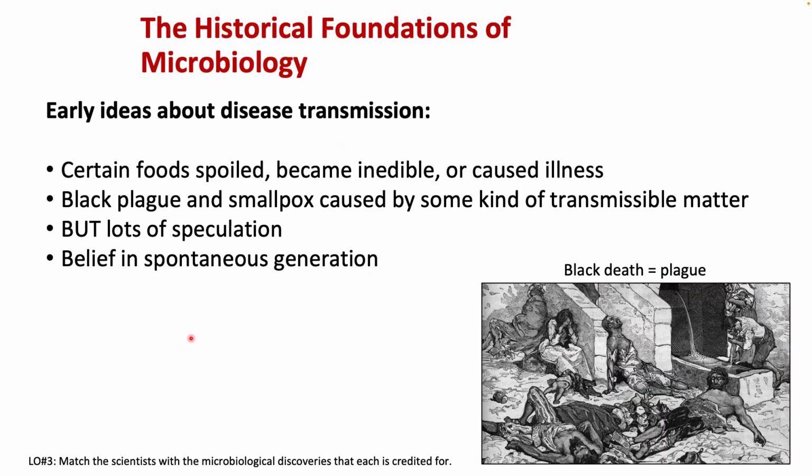So people started realizing a pattern, basically that you eat certain food, it spoils, becomes inedible, and then it causes illness. One of the most common ones was the Black Plague or smallpox, which was caused by some kind of transmission that people usually didn't understand. This resulted in a lot of speculation. People were speculating, mixing it with beliefs and anything they could think of.